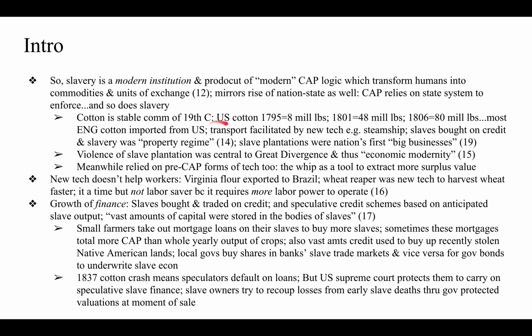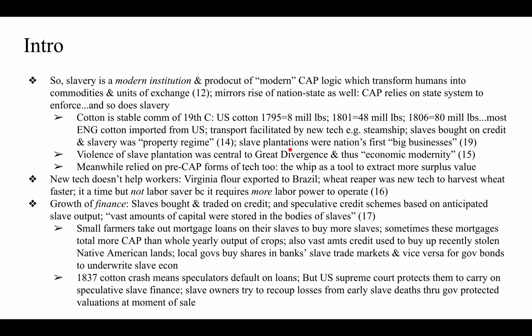They show the kind of explosive growth of U.S. cotton here. I don't need to get into this in detail, but it grows massively throughout this period. It was facilitated by new kinds of technology, and it also mirrored the rise of finance capital as well. Slaves were bought on credit.